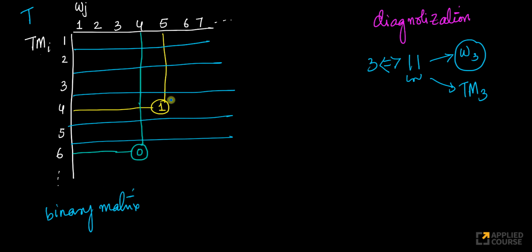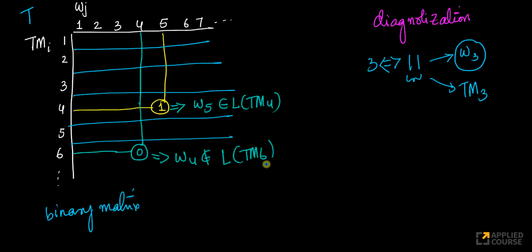Now this binary matrix, if any cell is 1, this implies that word 5, this column corresponds to word 5, right? This implies word 5 belongs to the language accepted by Turing machine 4. That's what 1 implies. What does 0 imply? Look at this, this is word 4. Word 4 does not belong to the language accepted by Turing machine 6.